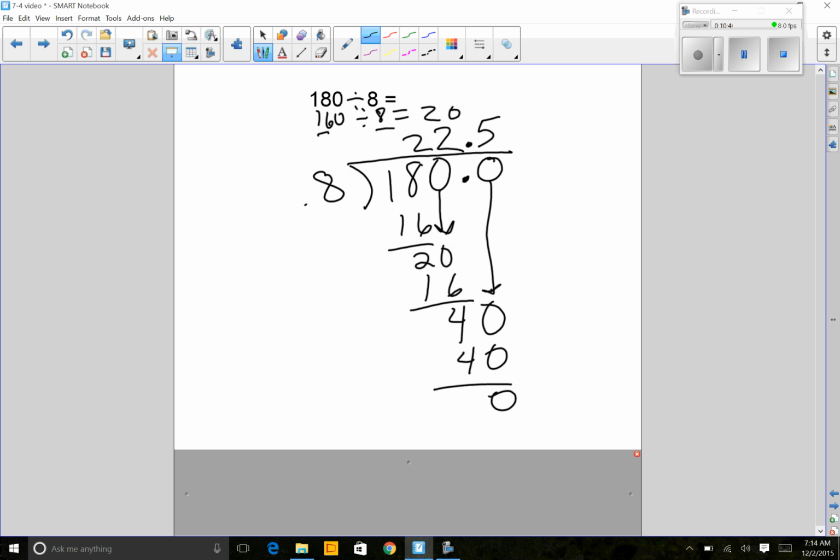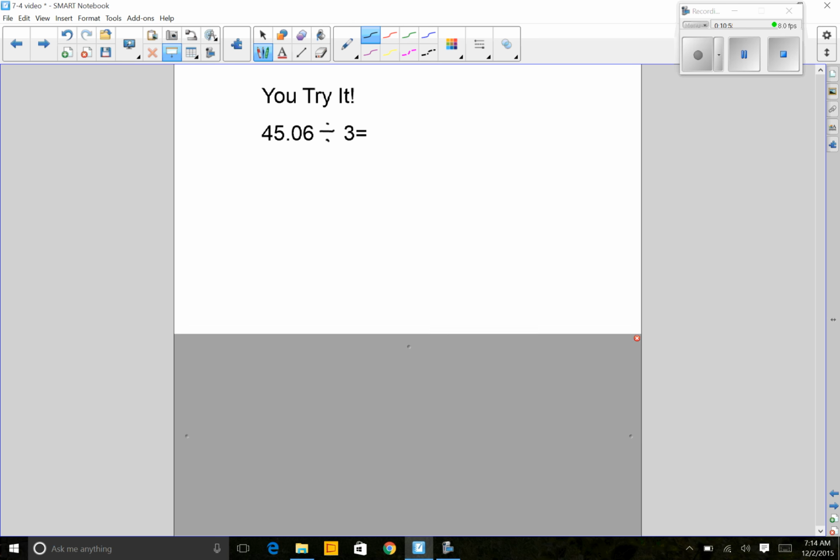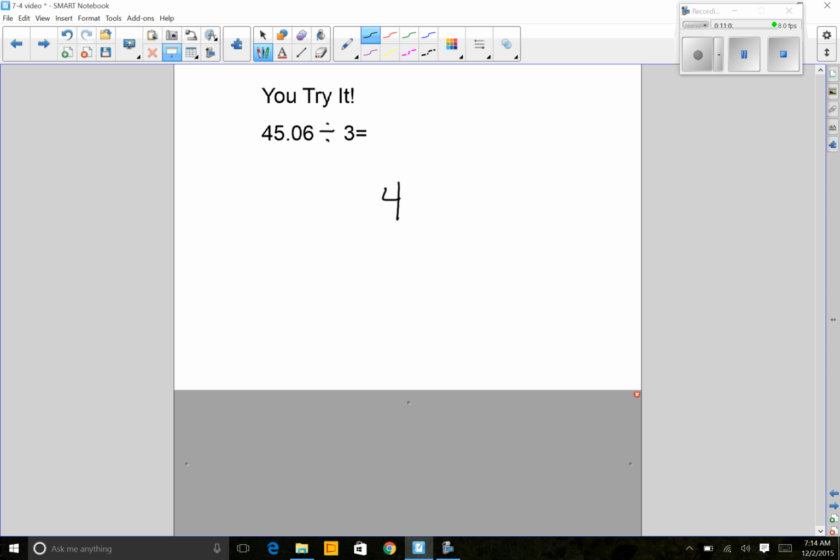Okay, so that is how you divide a decimal by a whole number. So why don't you try it? Why don't you try 45 and 6 tenths divided by 3? Okay, how did we do? So let's see. I hope I gave you something that should work. You know how I know this is divisible by 3? 4 plus 5 is 9, plus 6 is 15. So this should work out.